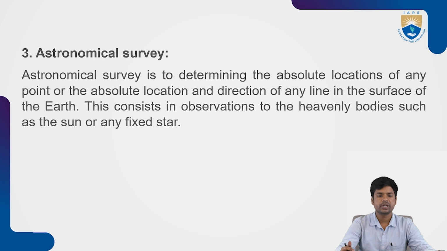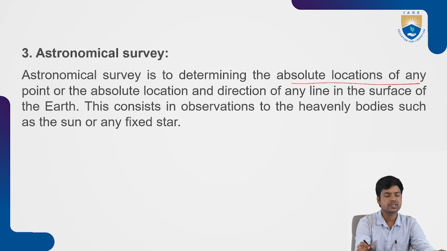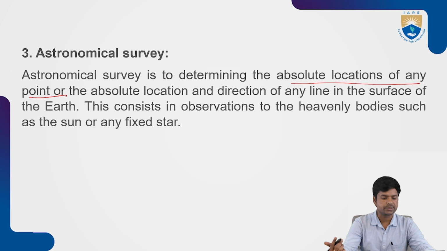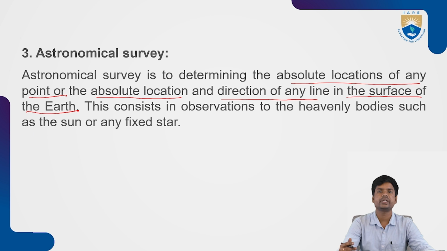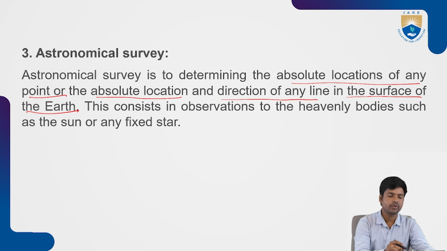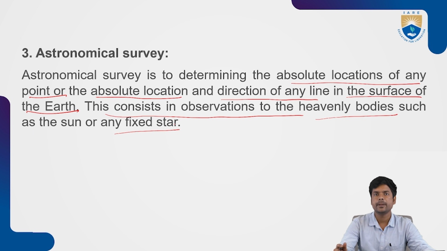Next one, astronomical surveying. Astronomical survey is used to determine the absolute locations of any point or any object, and the absolute location and direction of any line on the surface of the earth. So we can determine the position of any particular object which is lying in the environment. This consists of observations of heavenly bodies such as the sun or any fixed star. These particular bodies will be identified by using surveying from the earth's surface.